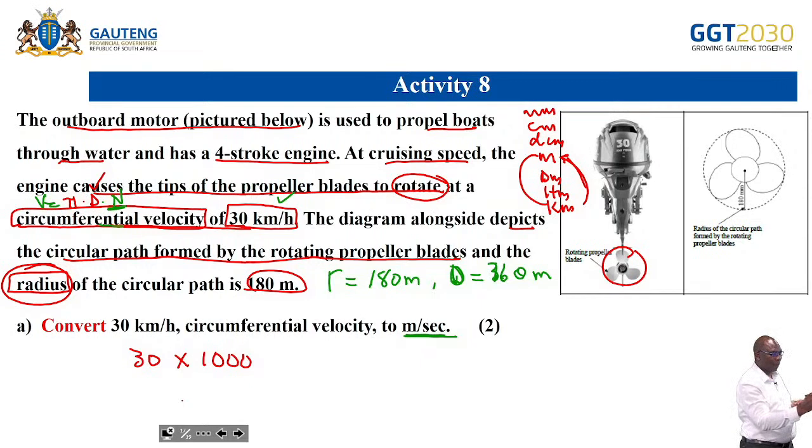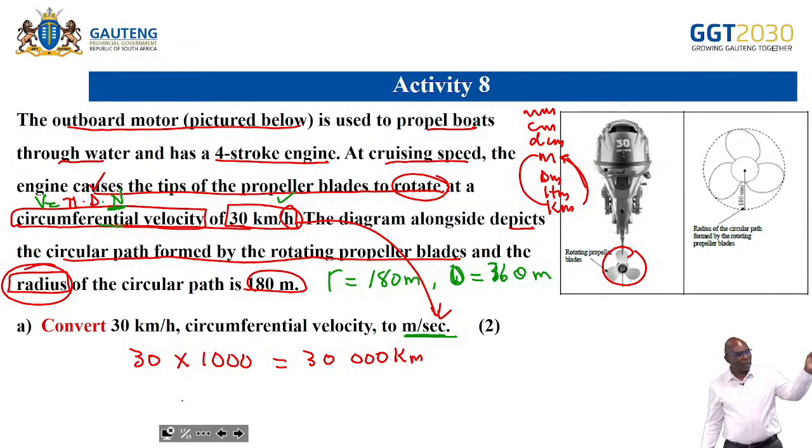So I'm going to get, remember now I'm having it as meters, 30,000 meters. But remember it's with seconds. So I'm taking it from hours to seconds. How am I going to take my hours to seconds? Remember from seconds I go to minutes, and from minutes I go to hours. So now I've got my seconds, I'm having my hour, which is 1 hour.